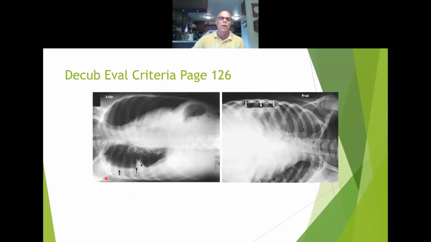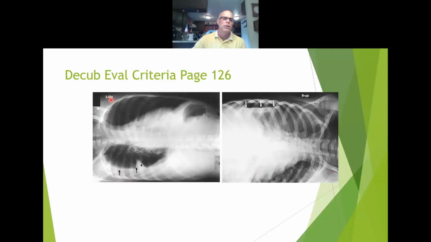This would be called a right lateral decubed. This is called a left lateral decubed. We name it by the side that it is down. Again, we mark them side up, right side up, left side up, but this is a right decubed chest x-ray. This is a left decubed chest x-ray, meaning they're laying on their right side here, they're laying on their left side here. So you're going to call it the opposite of what side is up.